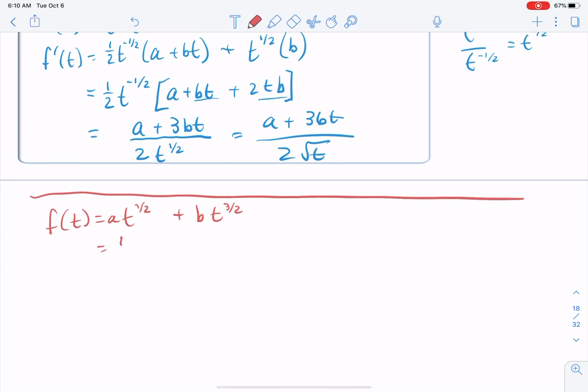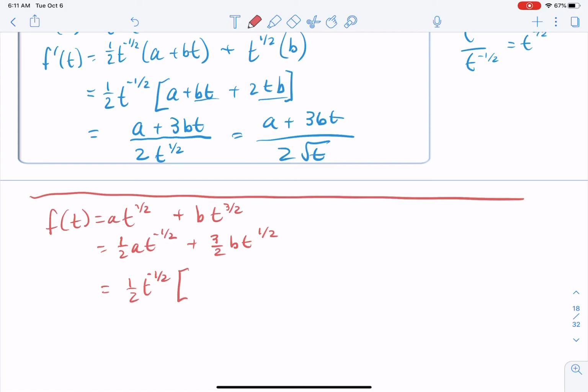So leapfrog that 1/2 down. So 1/2 a t to the negative 1/2 power, plus leapfrog this one down, 3/2 b t to the positive 1/2 power. And then you'd have to do your little fancy factoring again. So notice that they do, in fact, have a common factor of 1/2, which I will pull out. And then in terms of the variable here, smallest power is negative 1/2, so it's the one that gets to come out. Negative 1/2. Open up the brackets, and then divide.